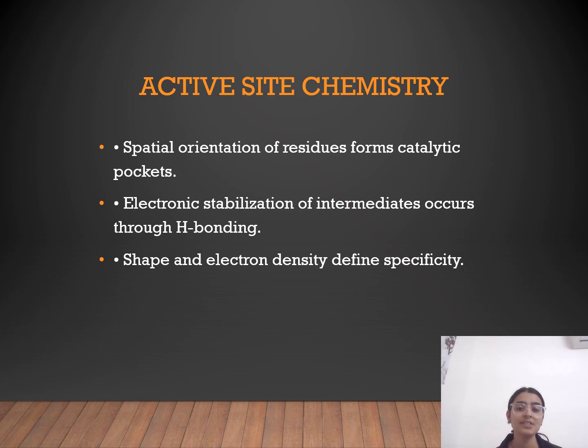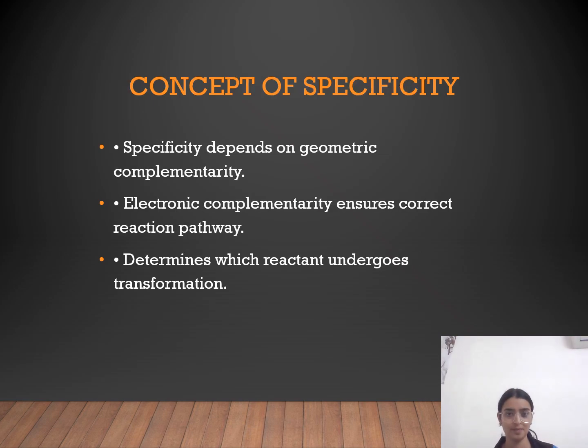Now, what is the active site chemistry? Spatial orientation of residues forms catalytic pockets, and the electronic stabilization of intermediates occurs through hydrogen bonding. And the shape and electron density define specificity.